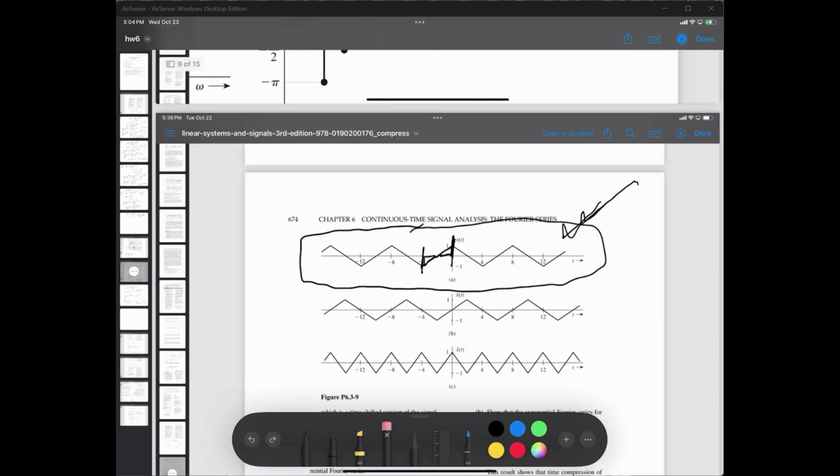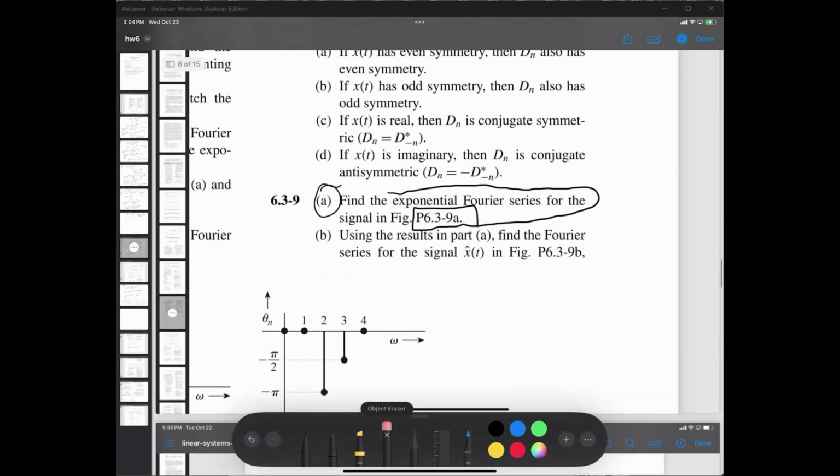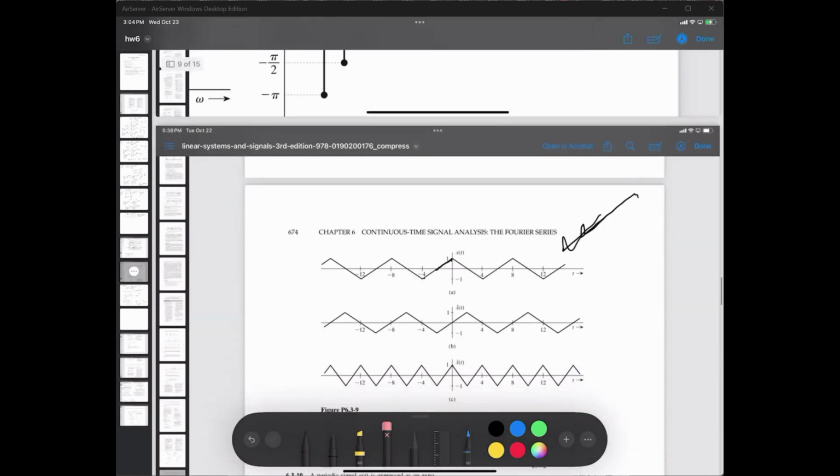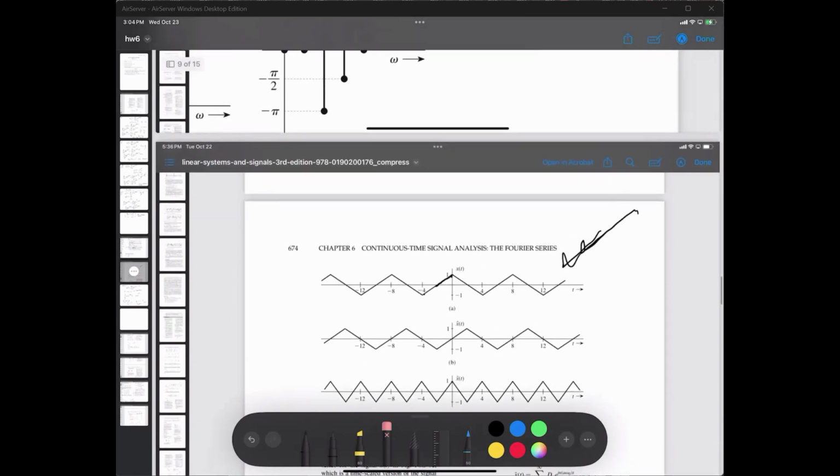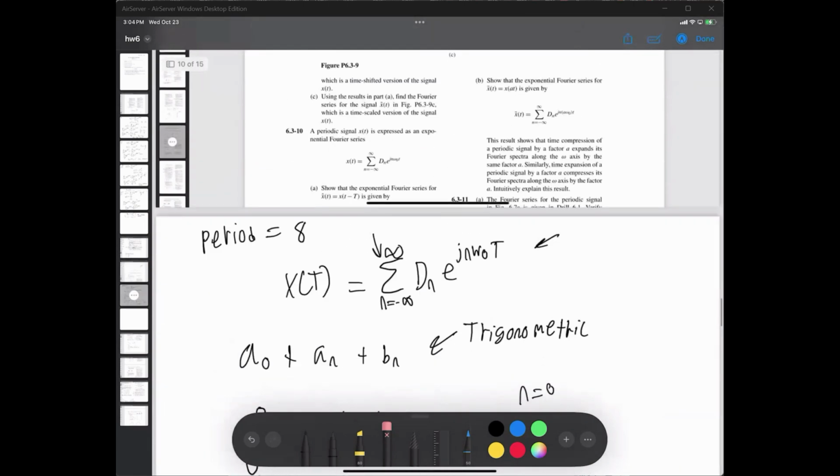What's going on here. Okay, so for question 2, I had to restart, but we're going to come in fresh, all right? We're dealing with this signal here. Part A of question 6.93-9: find the exponential Fourier series for this signal here. And to do so, we must use the formula.